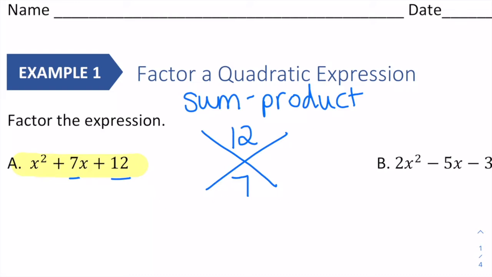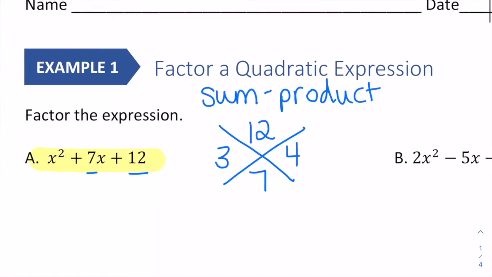So playing with those factors, well, we know that 12 can be 2 and 6, but that doesn't add up to 7. Another pair of factors of 12, 1 and 12, that doesn't add up to 7 either. The next set, 3 and 4, well, that does add up to 7. So the product of 3 and 4, or 3 times 4, is 12, and 3 plus 4 equals 7.